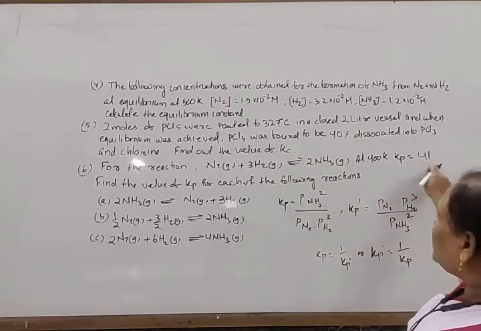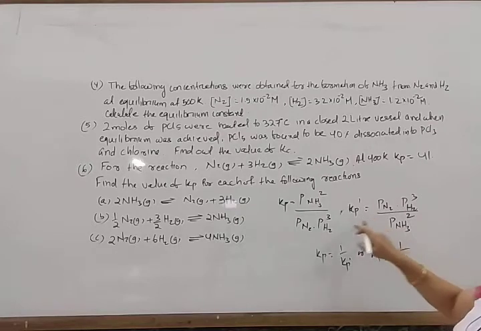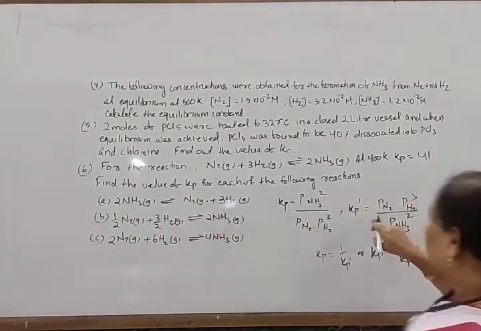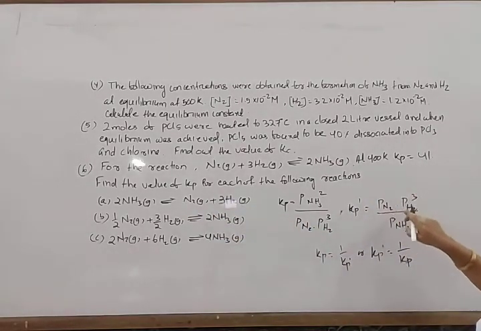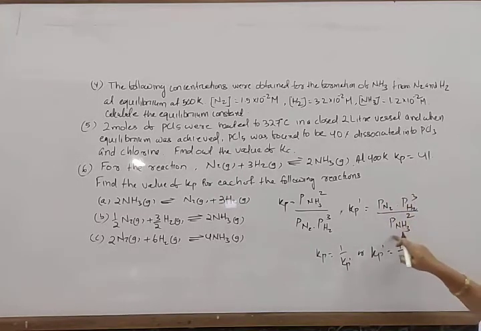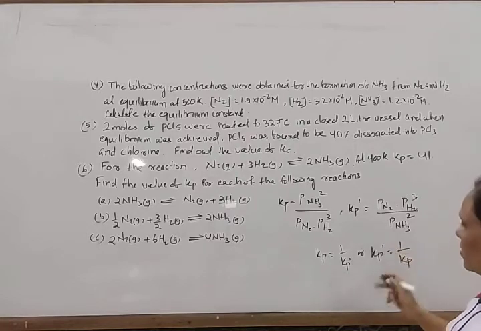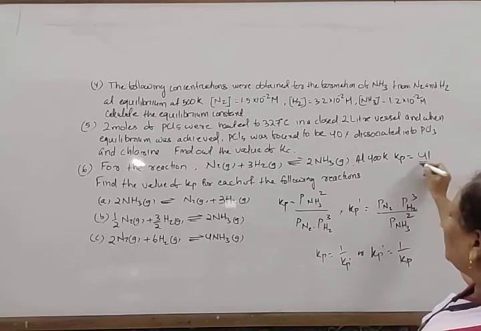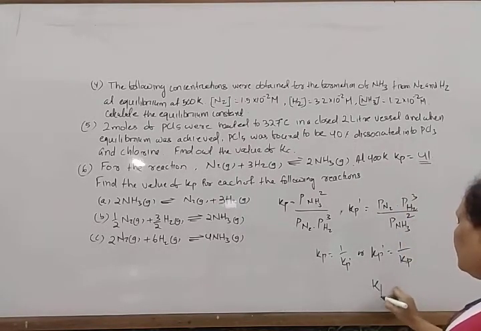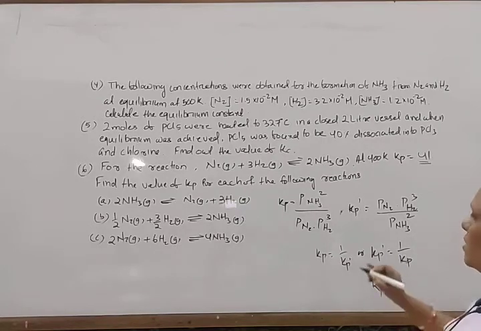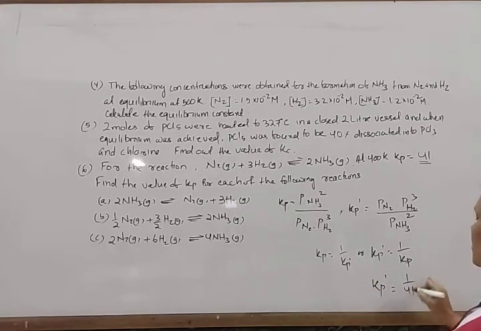So here the Kp value is given, then what is the value of Kp dash? For this reaction, Kp dash is equal to PN2 times PH2 cubed divided by PNH3 squared. The given value is 41. In this way, Kp dash is equal to 1 by 41. Just divide 1 by 41 and you will find this value is 0.024.